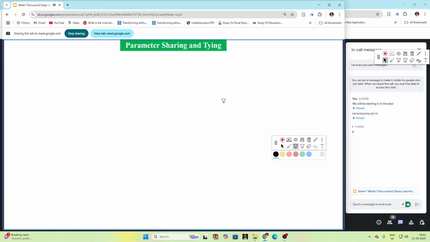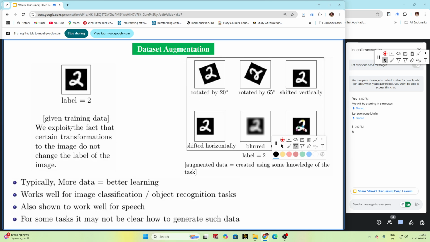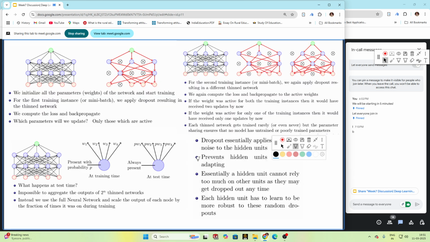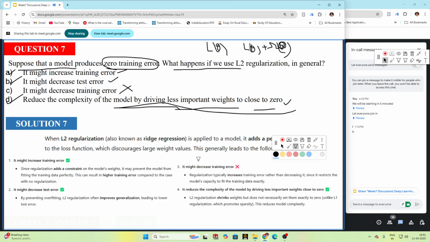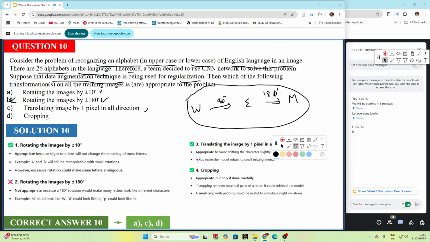The dataset augmentation, yes, this is the dataset augmentation. What we have focused on majorly is that we exploit the fact that certain transformations on the image do not change the label of the image. But whenever you do this 180-degree augmentation, it will change the label of the image. The W can be changed to M. There are some alphabets like D that could be changed to P, etc. So that is why you cannot use this option B.